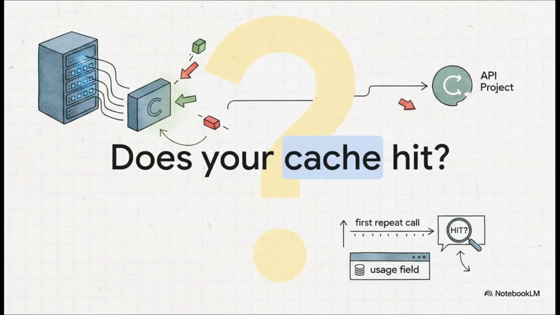So I highly encourage you to try this out on your very next API project. Just remember to check that usage field after your first repeat call. The real question is, does it hit?